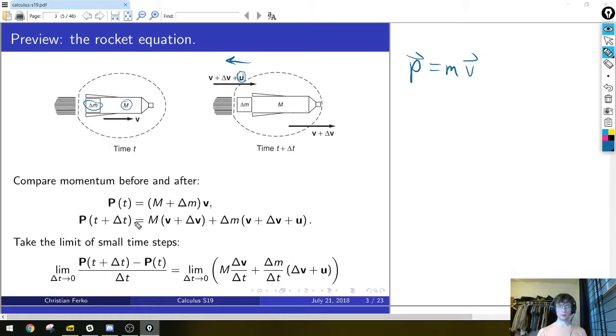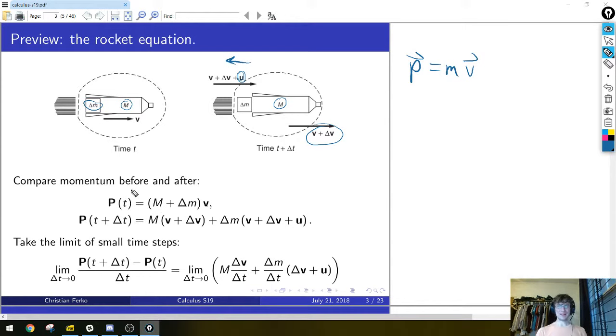Cool. So then we compute the momentum at time t plus delta t. Same rule. We have mass M with velocity v plus delta v. That's the first term. Capital M times v plus delta v. You compute the momentum of the detritus. That has mass delta m and total velocity v plus delta v plus u. Fine. So that's this thing. It's very simple. Just mass times velocity. It's not rocket science. Actually, it's literally rocket science, but it's not difficult.